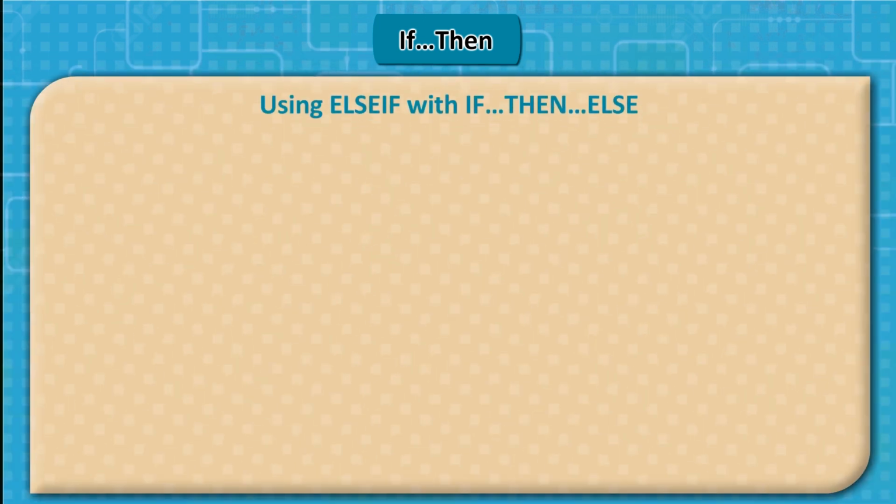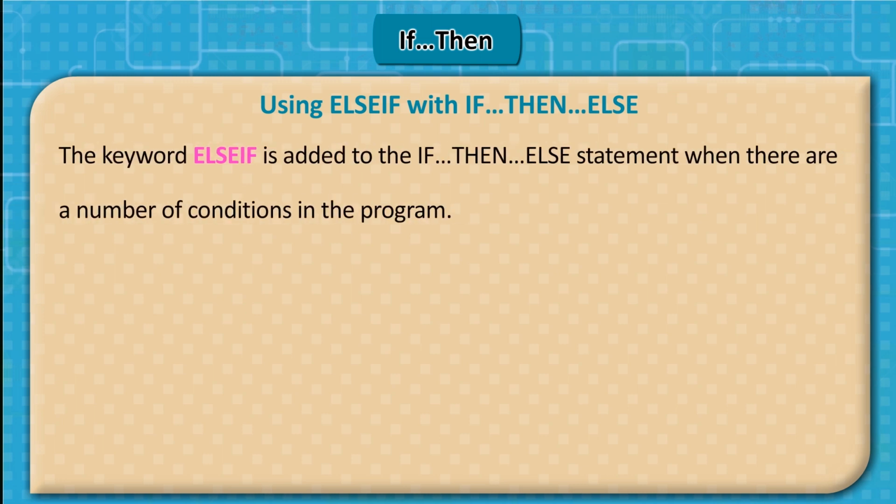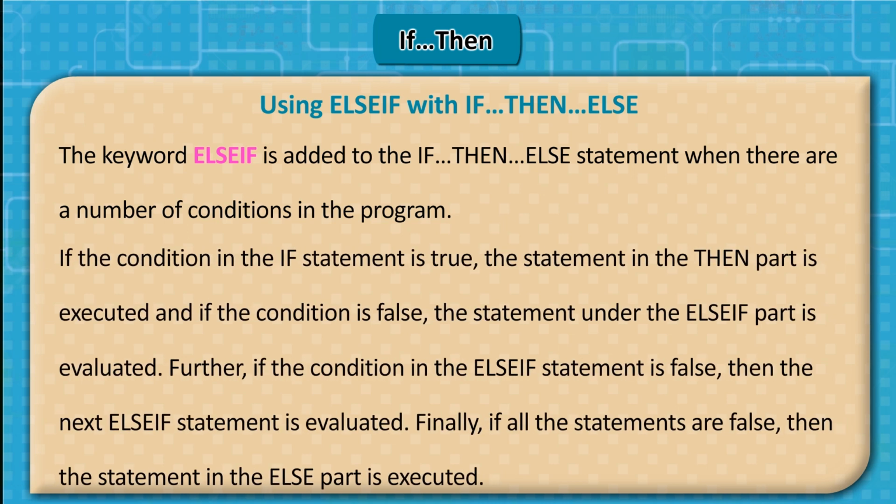Using else if with if-then-else. The keyword else if is added to the if-then-else statement when there are a number of conditions in the program. If the condition in the if statement is true, the statement in the then part is executed, and if the condition is false, the statement under the else if part is evaluated. Further, if the condition in the else if statement is false, then the next else if statement is evaluated. Finally, if all the statements are false, then the statement in the else part is executed.